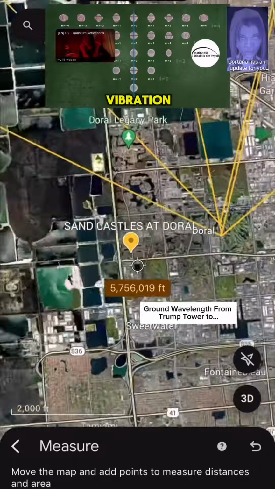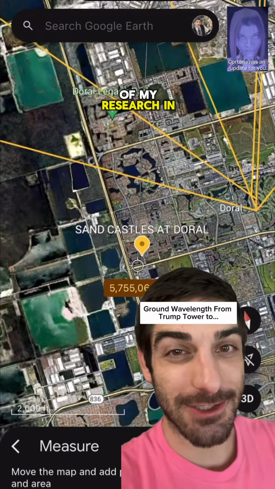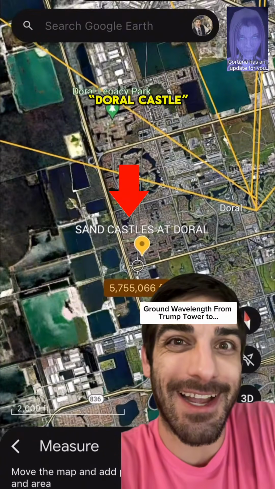And why it's so important to all the rest of my research. And hey, let's check out Coral Castle!